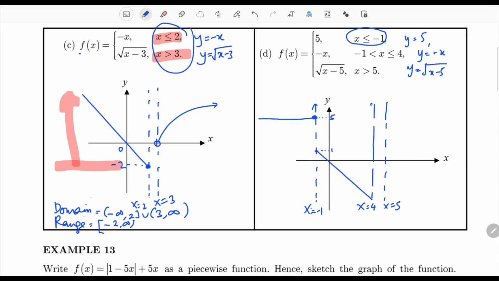Okay, so at negative 1 should be empty circle. At 4, it's shaded circle. And then when x is greater than 5, the curve is square root of x minus 5. So empty circle to the right. So this should be dotted lines.